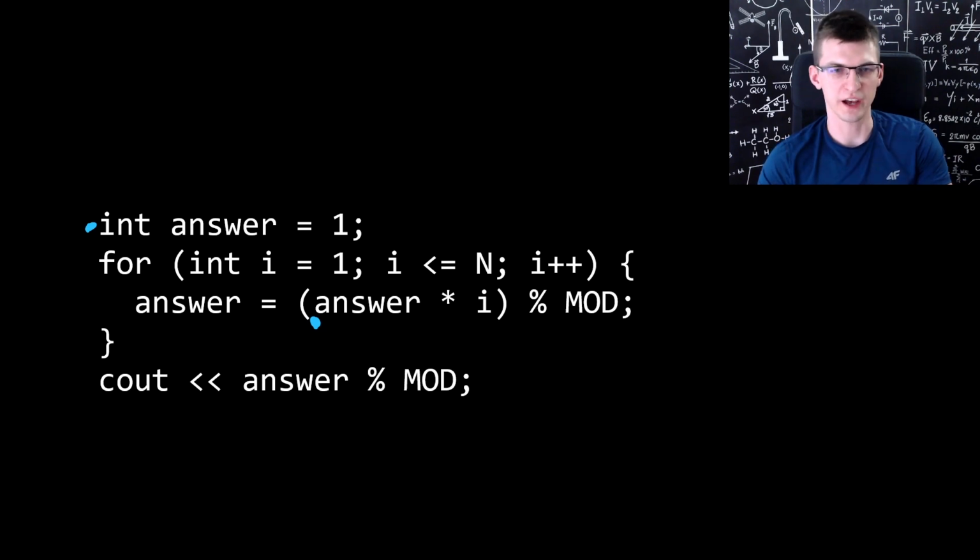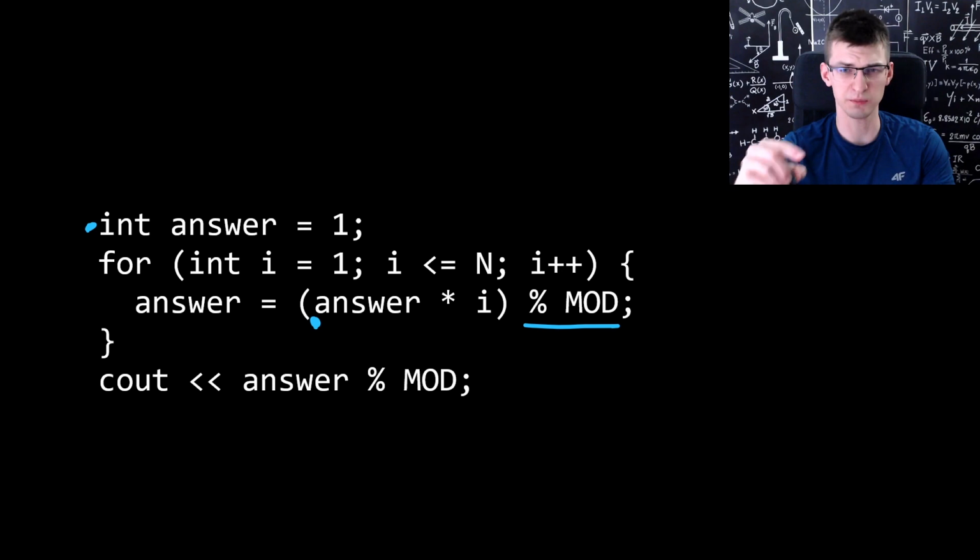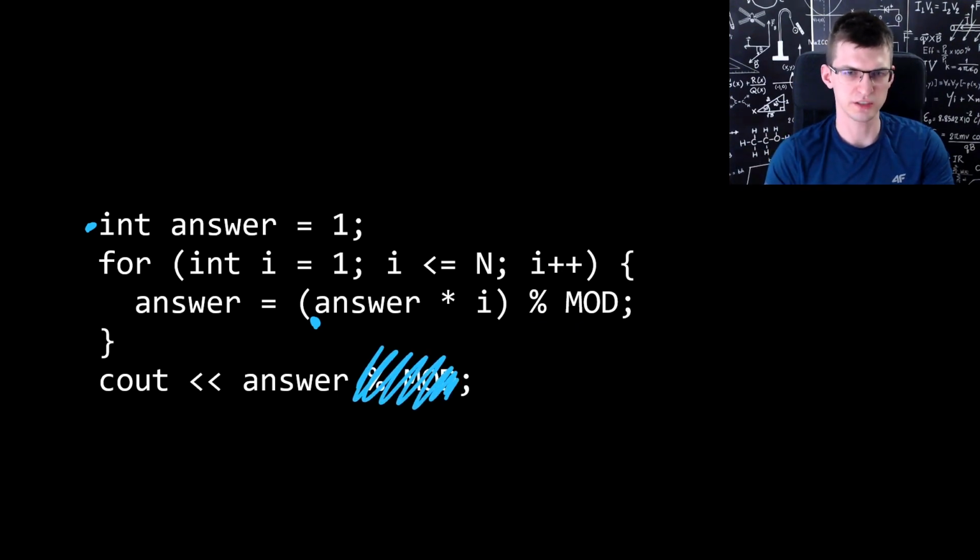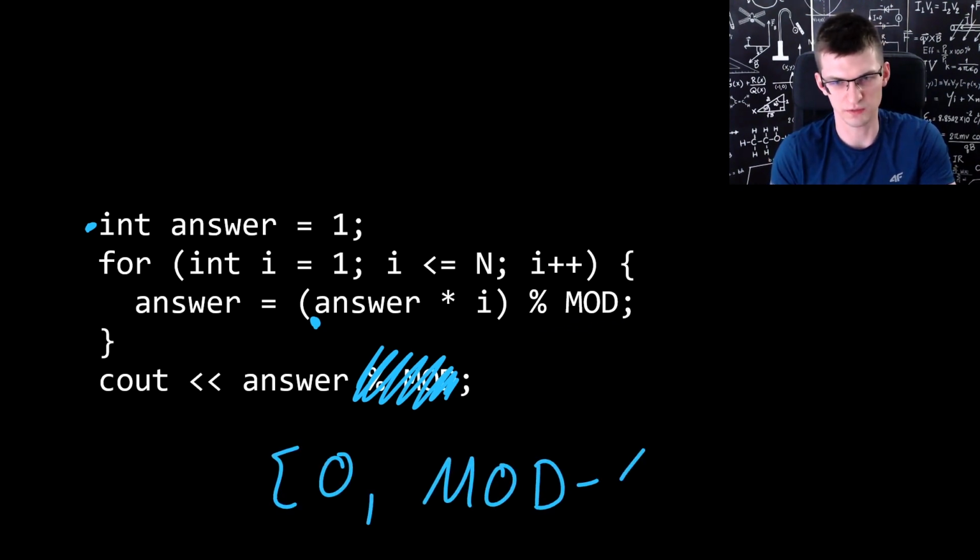Also, because answer is decreased, it's taken modulo m every time, at the end we don't really need this. It's okay to leave it out, because after the last iteration, this operation was already applied to answer. Every time answer is in proper interval. Values of remainders can be from 0 to modulo minus 1, if you ever wonder.